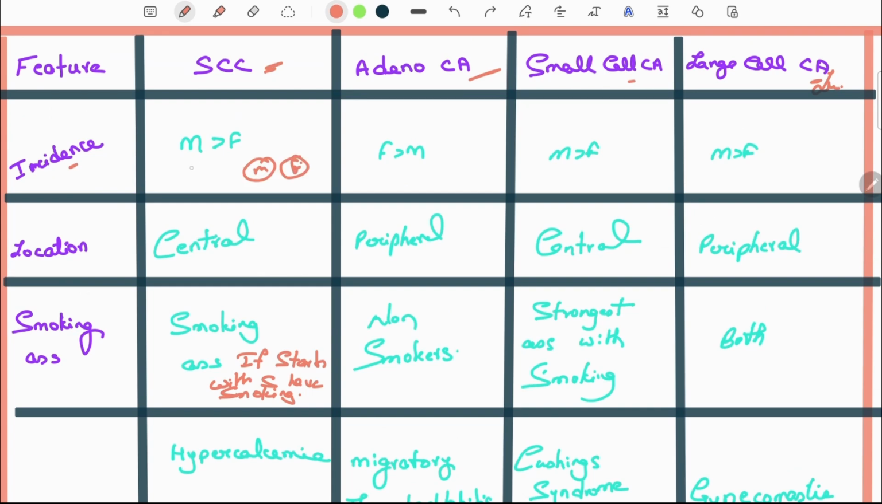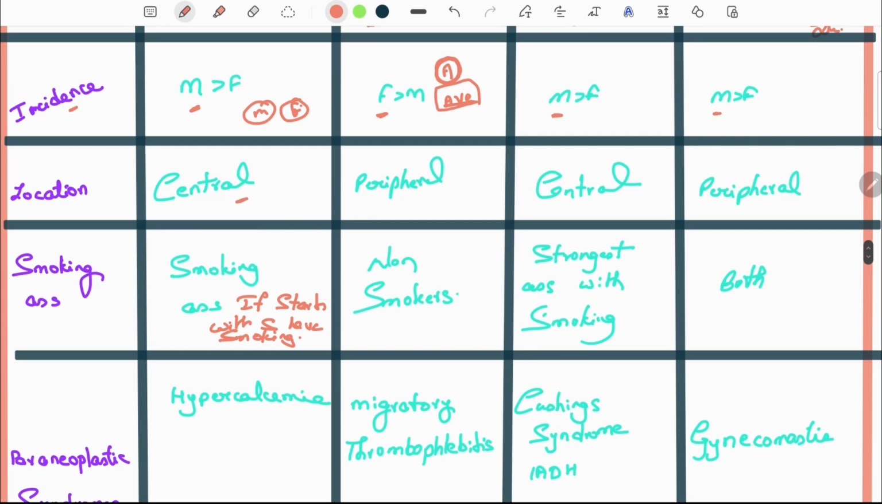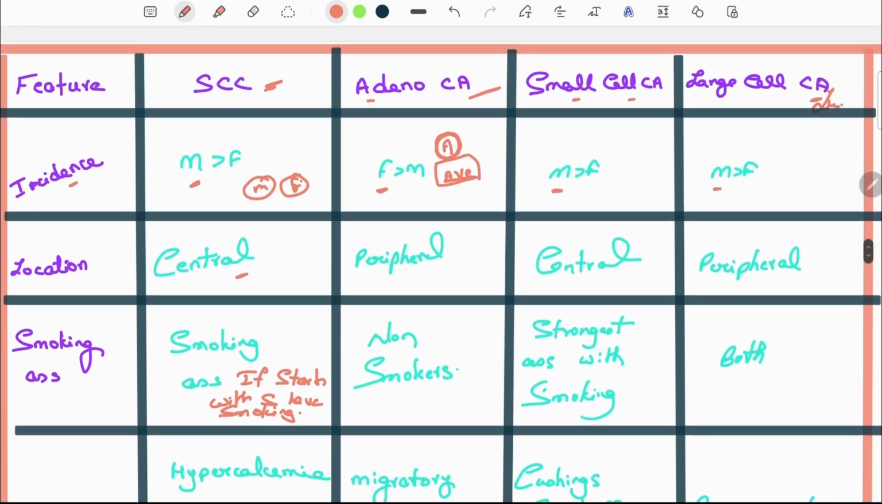In squamous cell carcinoma, mostly males are affected. In adenocarcinoma, females are affected. In small cell carcinoma, males are affected. In large cell carcinoma, males are affected. Okay, only in adenocarcinoma, females. Next one is location, whether it is centrally located or peripherally located. In squamous cell carcinoma, it is centrally located. Adenocarcinoma, it is peripheral. Small cell carcinoma also centrally, and large cell carcinoma, it is peripheral. If the carcinoma starts with S, it is centrally located. So this is the hint that you can easily remember.